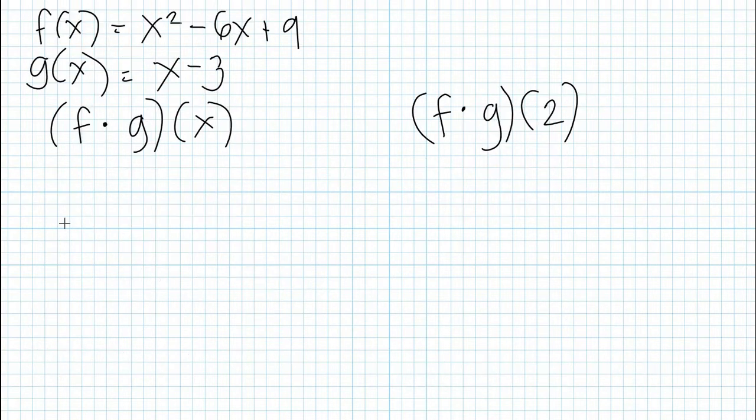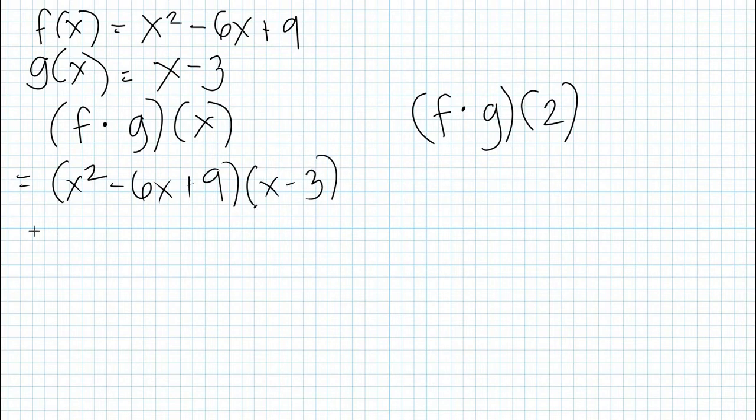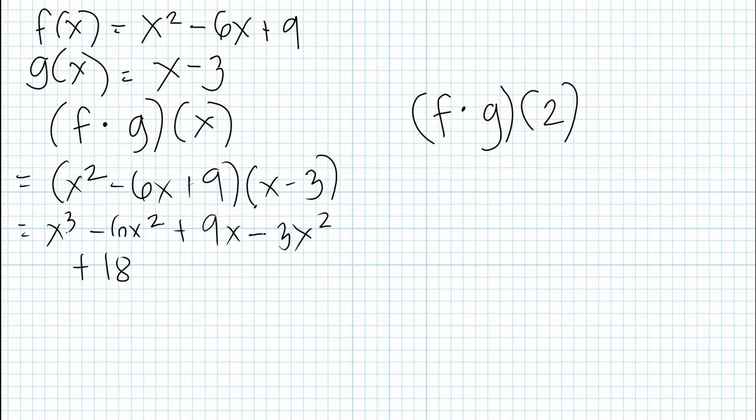Now let's try f times g of x. So what we have to do is multiply x squared minus 6x plus 9 by x minus 3. First, we distribute x on this equation, so that will be x cubed minus 6x squared plus 9x, minus 3x squared, and then negative 3 times negative 6x is 18x, minus 27. Now we combine the similar terms, and it will become x cubed minus 9x squared plus 27x minus 27.